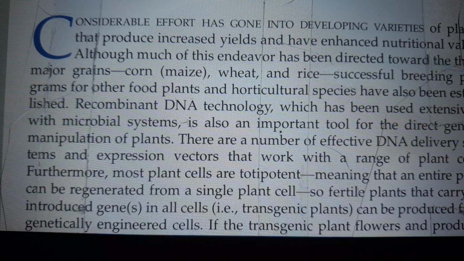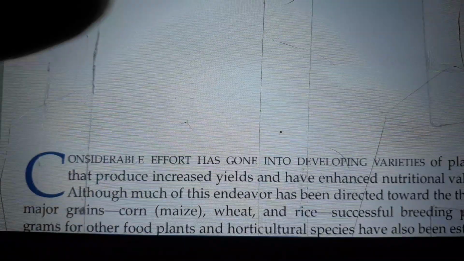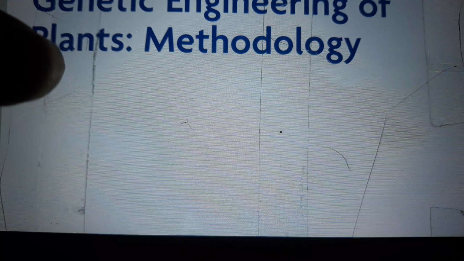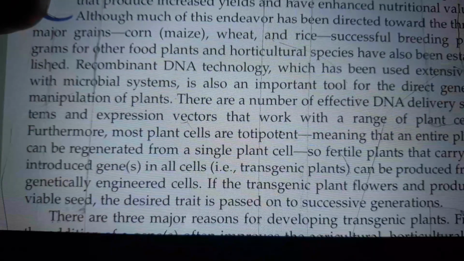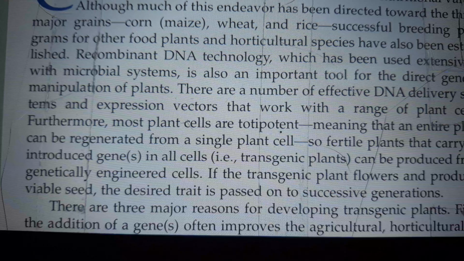Right, on to the first chapter of the third section. I repeat, genetic engineering of plants, methodology. Now, considerable effort has gone into developing varieties of plants that produce increased yields and have enhanced nutritional value. Although much of this endeavor has been directed toward the three major grains, corn, maize, wheat, and rice, successful breeding programs for other food plants and horticulture species have also been established.